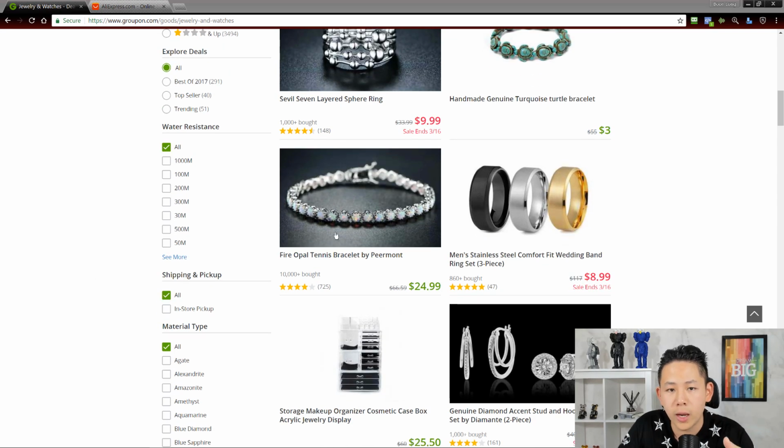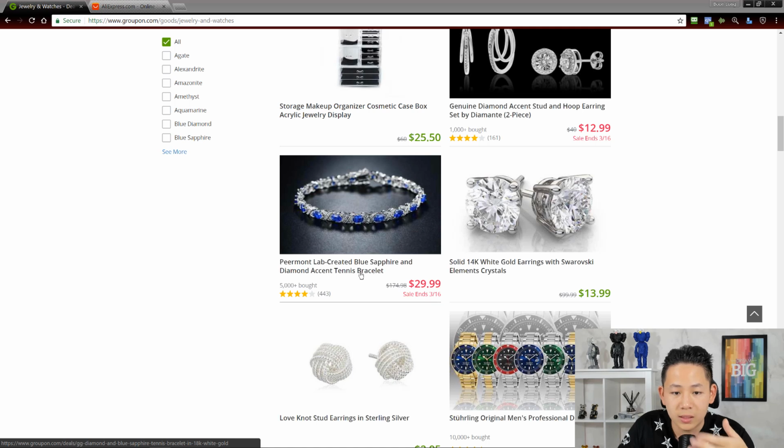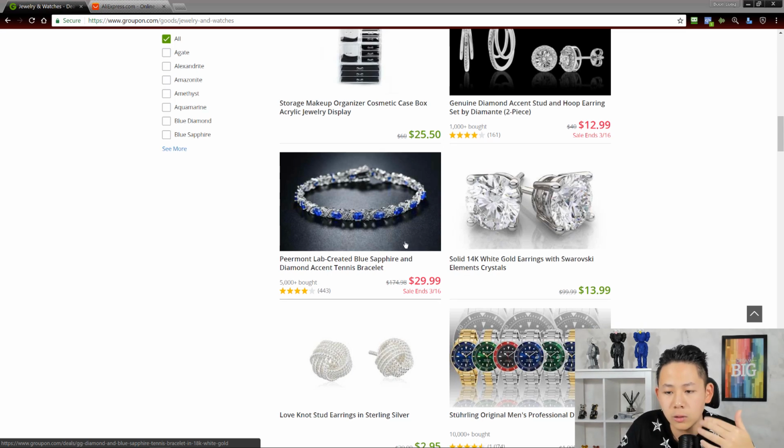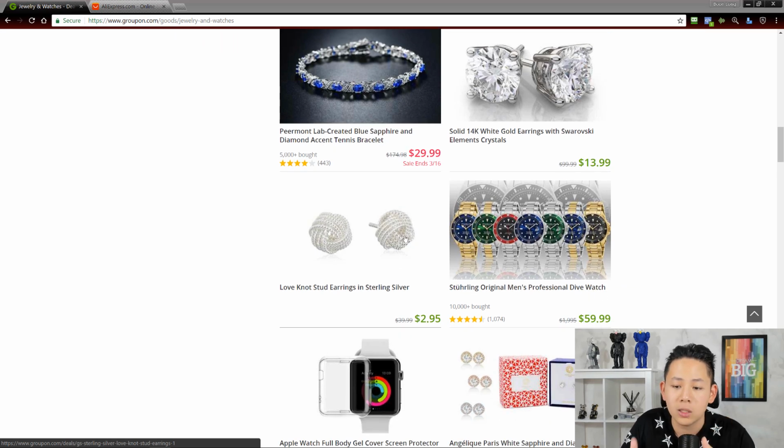So we go through them, you can see that people left good reviews on these sorts of products, like the opal tennis bracelet, sapphire bracelet. You can see 5,000 people actually bought this sapphire tennis bracelet. So these are the items that show that there's a high demand, and it's possible to throw it onto your Shopify store to sell.